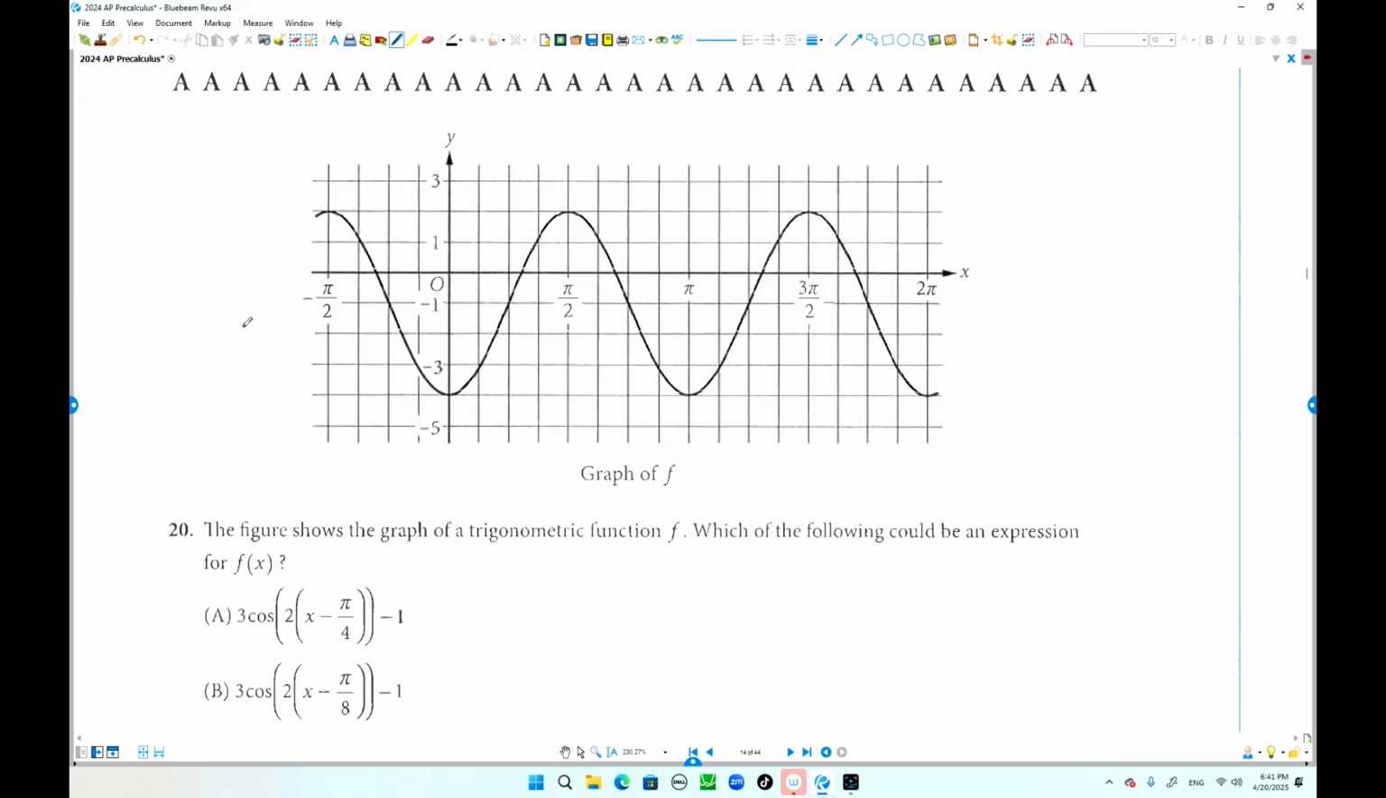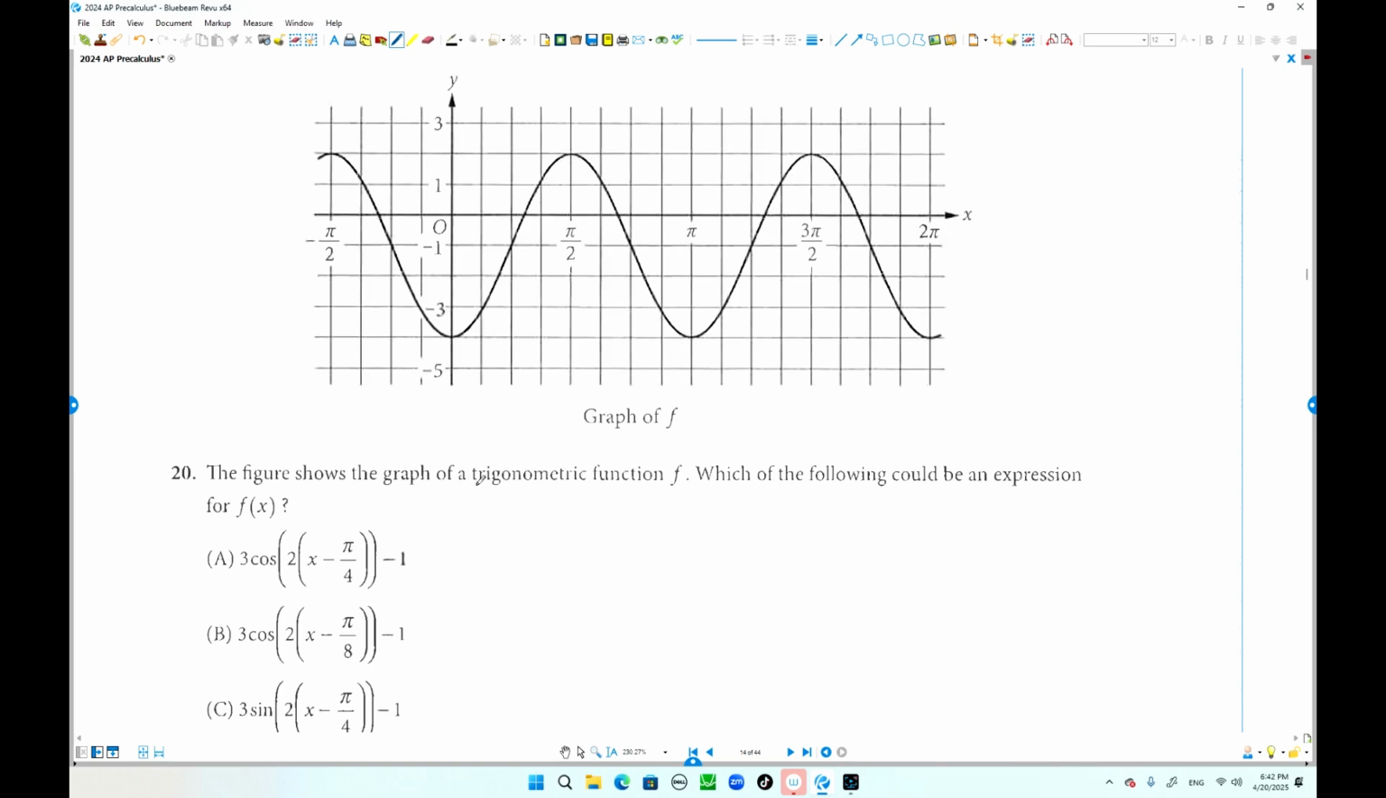Okay, here you go. We have some graph over here. Which of the following could be the expression for f of x? We're going to find this one. If we choose this one, the midline is -1. They all have midline -1 over here. That is the midline. The graph moves right on this line. Amplitude is 3, right? The maximum is 2, minimum is -4.